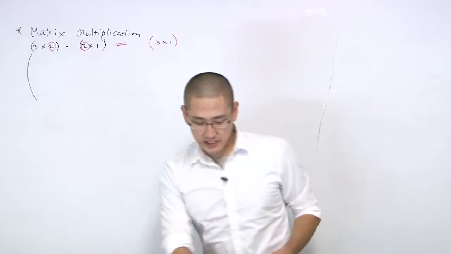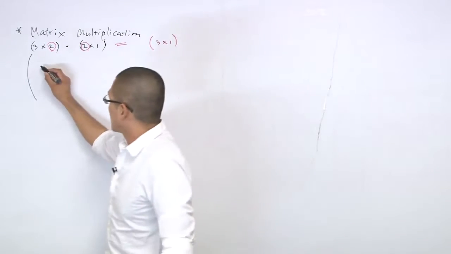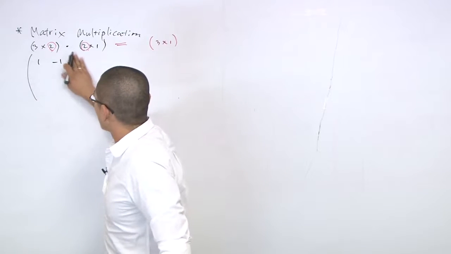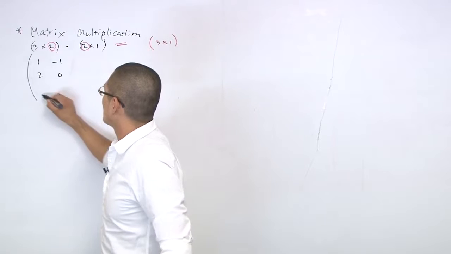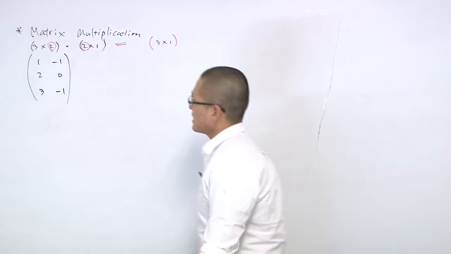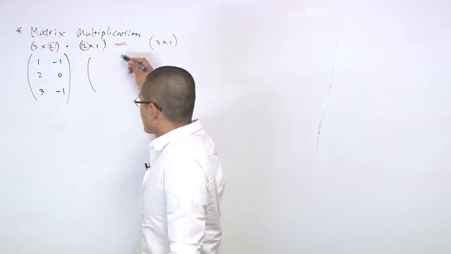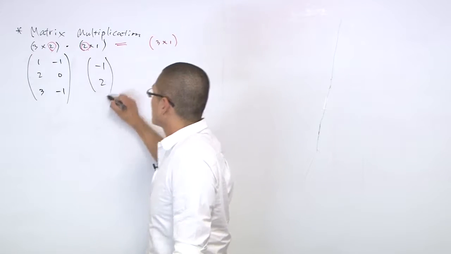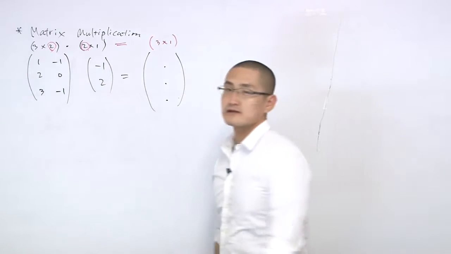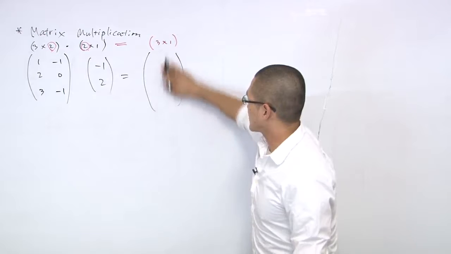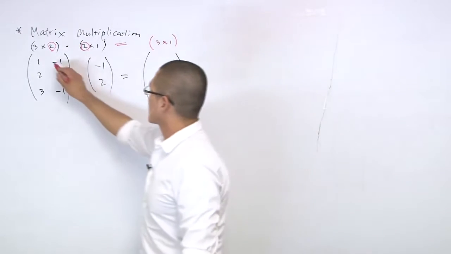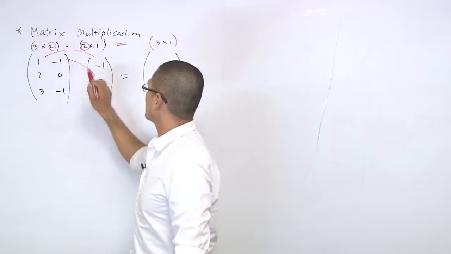So what I'm trying to say is, when I multiply something like 1, minus 1, 2, 0, 3, minus 1, and multiply it by 2 by 1, minus 1 and 2, then I'm going to end up with something like this, right? We do that by calculator, but let me briefly show you what to do here. You're going to get 1 and 2 over there.